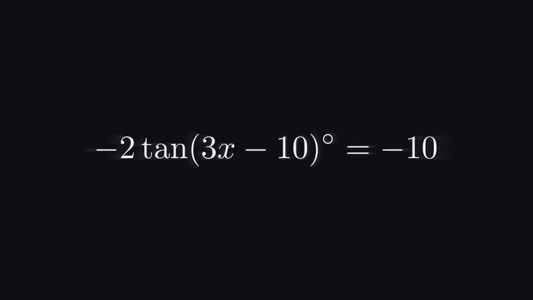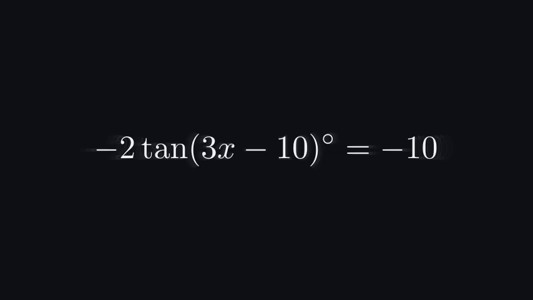Subtract 24 from both sides. On the right side, 14 minus 24 equals minus 10. Now the tangent term is almost isolated. The tangent expression is multiplied by minus 2, so we divide both sides by minus 2. Negative divided by negative gives positive. So, tan of (3x minus 10)° equals 5.